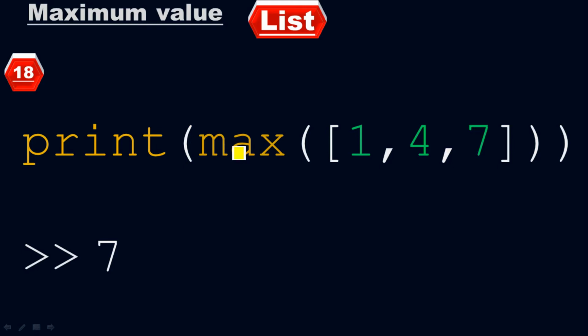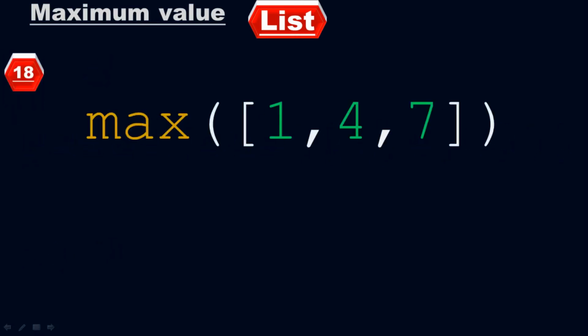Therefore, when you run this program, it will return 7, which is the maximum value. That's how we can identify the maximum value in the list by using the maximum function. This is the first way of the solution. The second way of the solution is to directly put maximum of 1, 4, 7, run it, you will get the same answer, 7. We are doing it without the print function.